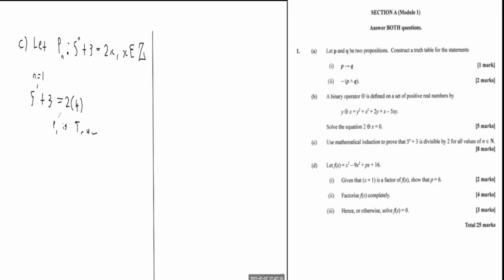Nice. Now that we show that P1 is true, let's do n equal k. For n equal k, what we're going to have is 5 to the k plus 3 is equal to, let's call it 2q, or 2 times q, where q is of course an integer. Nice. Good. Now, next thing is that we need to assume that n equal k is true. So we're going to assume n equal k is true.